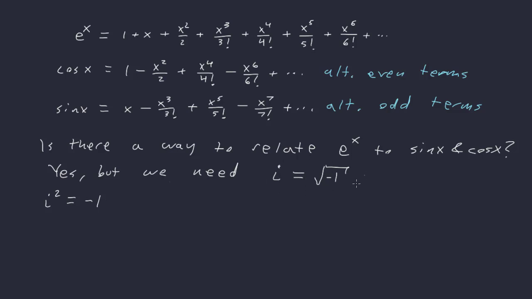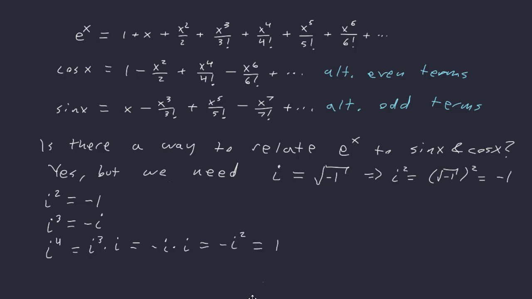Right? Because when you square both sides here, you get negative 1. And so this makes i cubed equal to, well, you take your i squared, which is negative 1, and then multiply another i, so you get negative i. Then i to the fourth, well, now you multiply, this will be basically i cubed times i, so it'll be negative i times i, so it'll be negative i squared, but i squared is negative 1, so we're at 1.